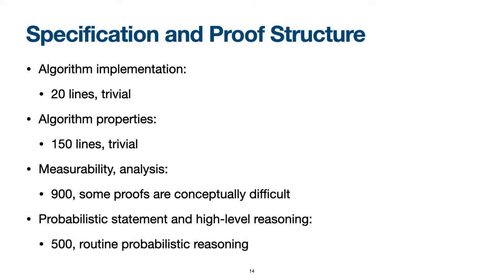Finally, the probabilistic statement and the high-level reasoning, which correspond roughly to what you actually find in the textbook, correspond to about 500 lines of development, and is fairly routine and easy probabilistic reasoning.